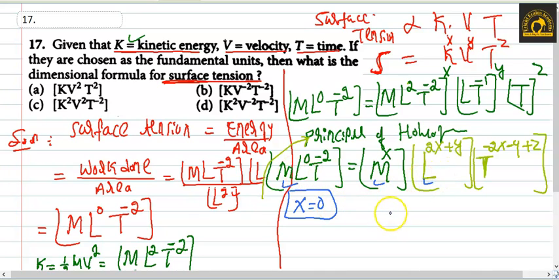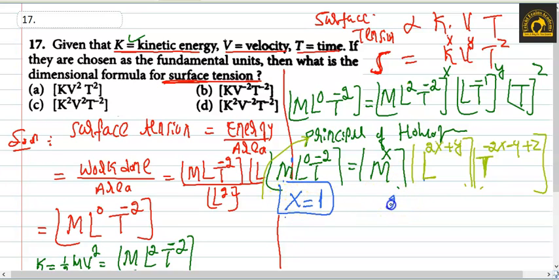Then 2x plus y is equal to 0. Then the y is equal to how much? Okay, so x is not 0. Let's see, x is equal to how much? So m to the power of 1, that means x is equal to 1. Okay, x is equal to 1.